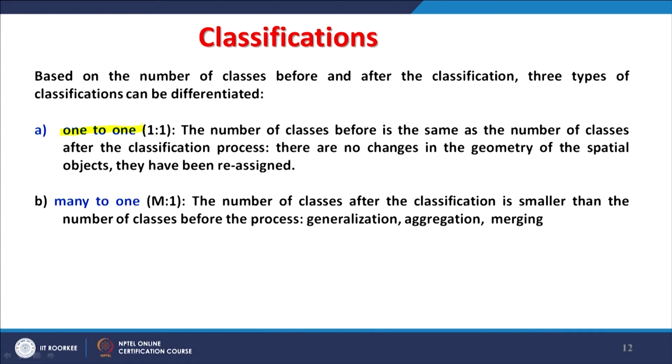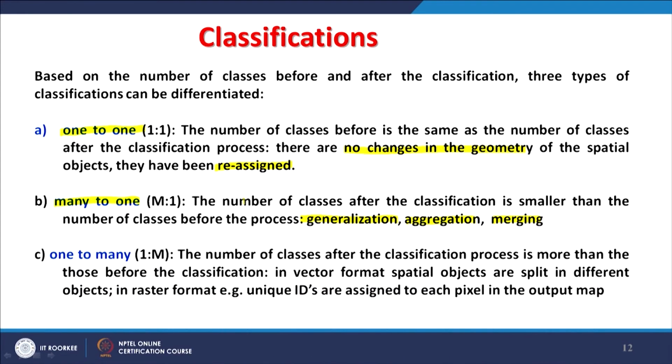Now, there can be two other types. Next one is many-to-one. That means now we are reducing the number of classes. In the previous one, we are only reassigning, so there is no change in the geometry, because we do not combine two classes. So the number of classes in the one-to-one example will remain the same, whereas in many-to-one, I am reducing the number of classes, and that involves aggregation, merging and generalization also. So it will go to fewer classes than the original.